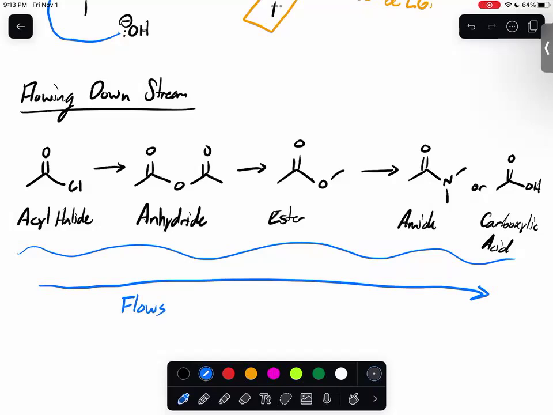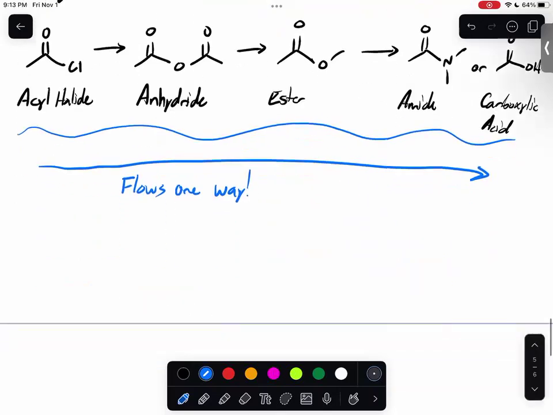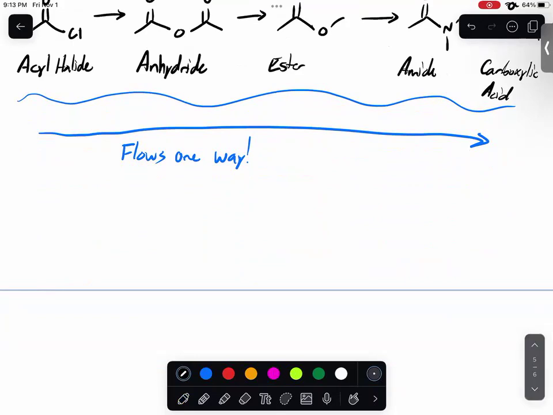What that's telling us is that just based on the energy of these systems, you can always go from something on the left towards something on the right, but you can never do the reverse. Okay? So, say we wanted to take something like an anhydride and we wanted to make it into an ester. How would we do that?